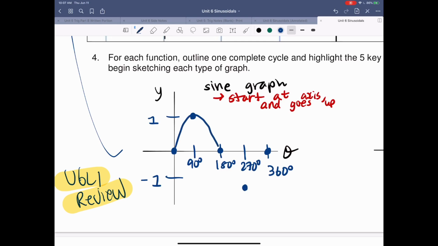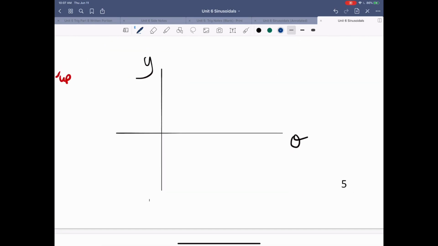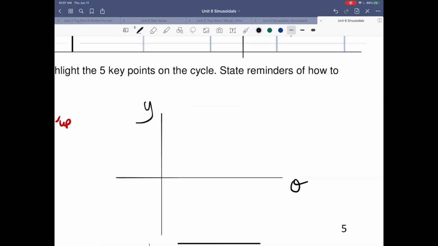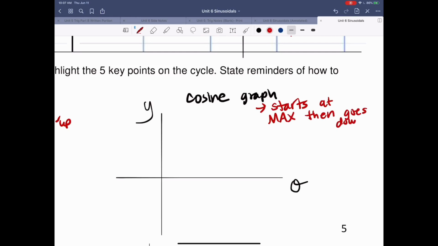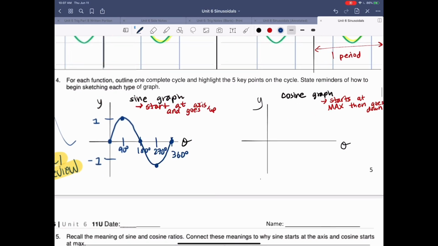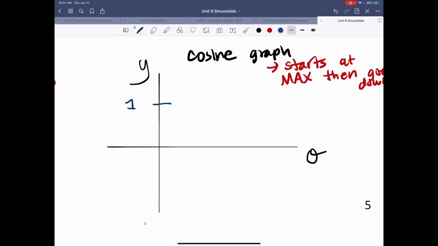And the sine graph has this shape. So y equals sine theta has the little mini waves, and I remember it as, okay, it goes up, and then it comes back to its original position. The cosine graph. So the cosine graph is this. And it starts at max, then goes down. So similar to the sine graph, I know it has a max of 1 and a min of -1.